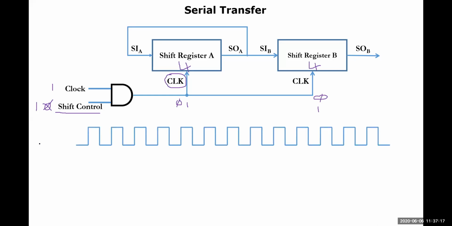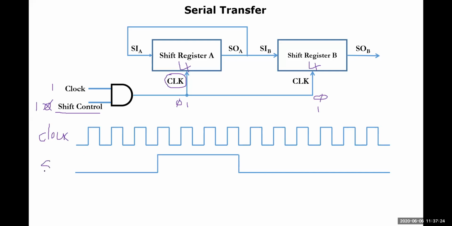So this is the clock, and this is shift control. Let me write SC, shift control. Look at this: this is one clock pulse, this is the second clock pulse, this is the third clock pulse, and this is the fourth clock pulse. So for up to 4 clock pulses, shift control is open, open in the sense that it is equal to 1. So for 4 times, shift control will hold its value continuously.